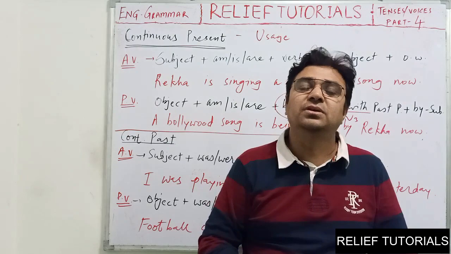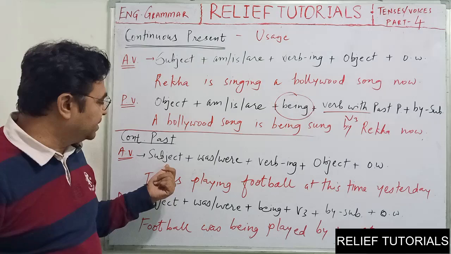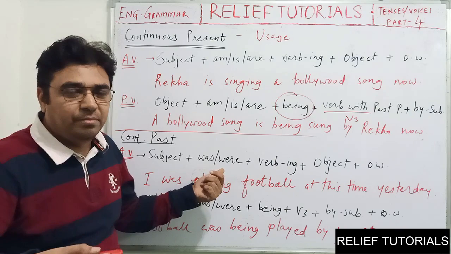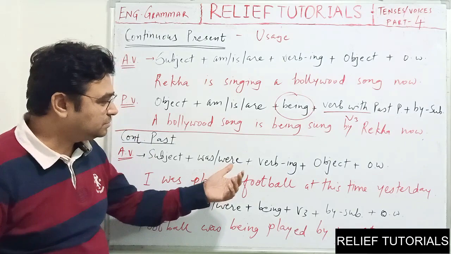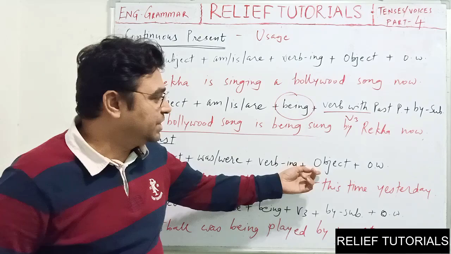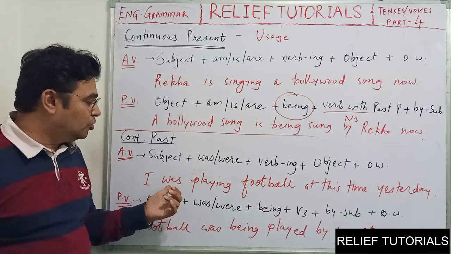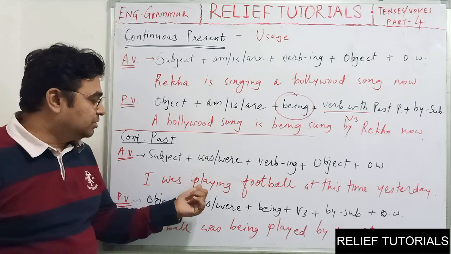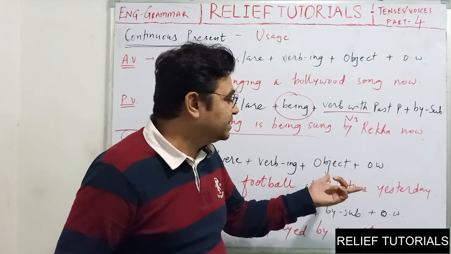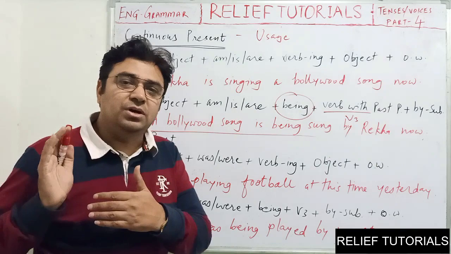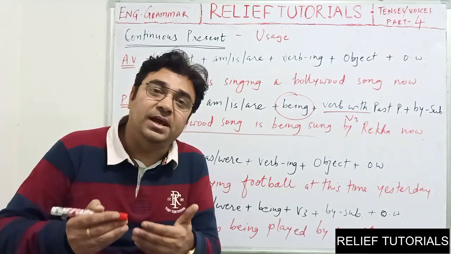Again, active voice, subject. Now instead of am, is, are, here it is was or were. Now you know better where to use was, where to use were. We already discussed in the previous video. Verb with ing just to show its continuous action. Object and then the other words. So the example is I was playing football at this time yesterday. So kal isi samay main football khel raha tha, football khelne ka kaam chalu tha.